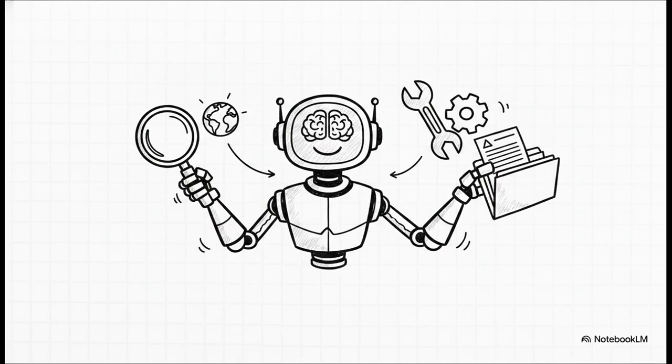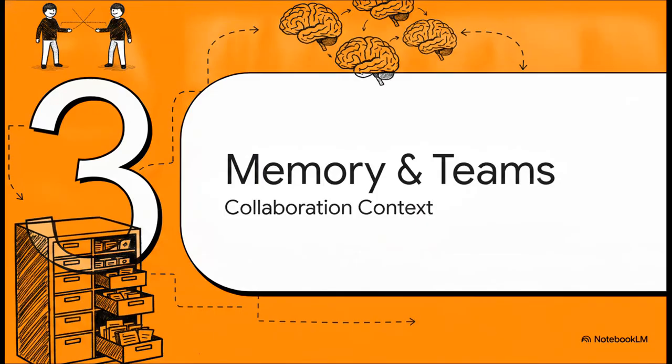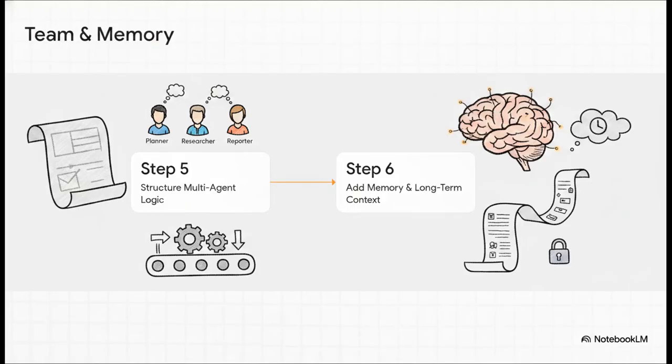You connect these using toolsets from LangChain or OpenAI tools, and just like that, your agent suddenly has hands. All right, phase 3, memory and multi-agent teams. Time to scale up. Sometimes a task is simply too big for one single agent to handle. We need to add coworkers for collaboration and a massive filing cabinet for long-term project context.